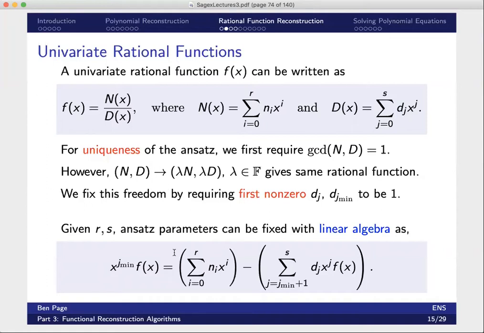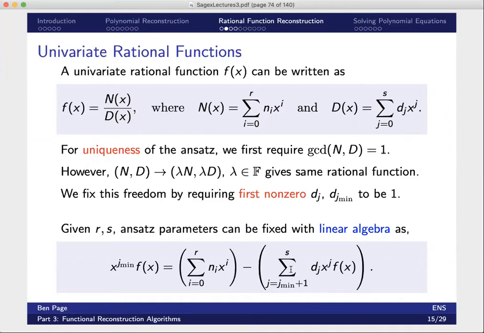What we can do is take our rational function, our ansatz, and multiply it by d. Then if we take all of the terms which have ansatz parameters and move them to the right-hand side, we'll find that we have something of a more familiar form, where we have some function that lives in some space. So if we happen to know the degrees R and S, then we're golden, and we really can just apply linear algebra.